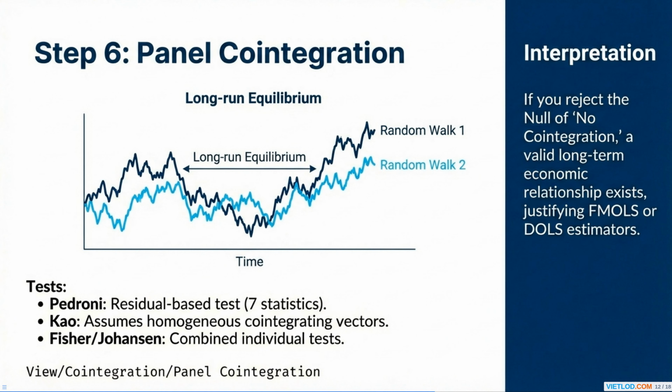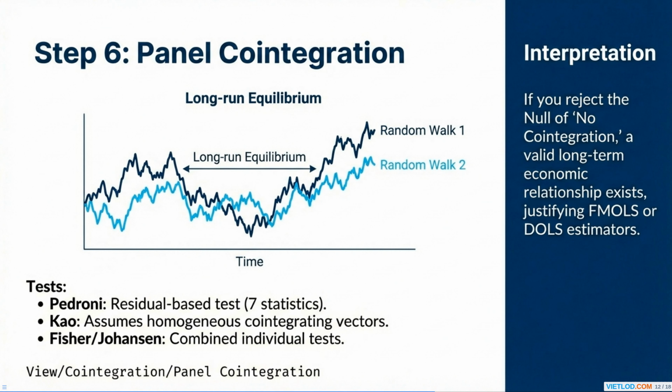Cointegration is a powerful concept in panel data analysis. Even if individual time series, like the random walk 1 and random walk 2 shown in the graph, are non-stationary, meaning they exhibit random walk behavior, a linear combination of them can be stationary. This indicates a stable, long-run equilibrium relationship between the variables, as depicted by the two series moving together around a common long-run equilibrium path. If we reject the null hypothesis of no cointegration, it provides strong evidence that a valid, long-term economic relationship exists between the variables.